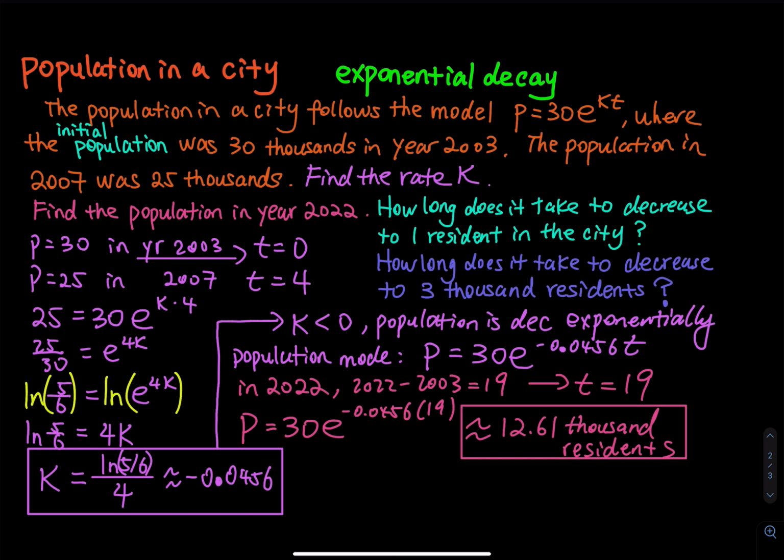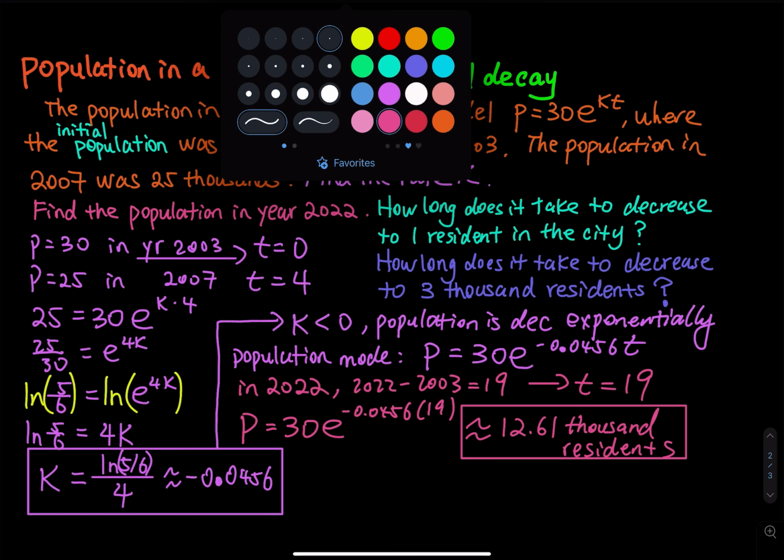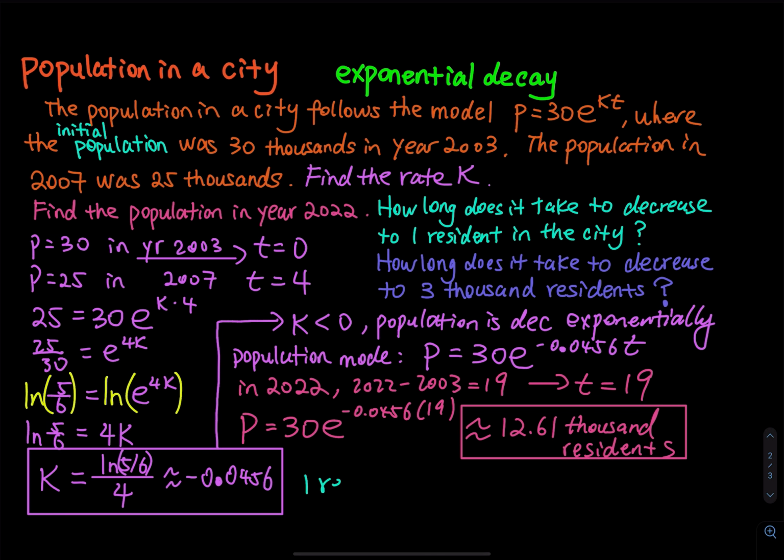Now, the problems are getting crazier. In the blue question, how long does it take to decrease to 1 resident in the city? It looks like everybody is leaving that place, right? How long does it take to decrease to 1 person? This one is tricky. Let's match the color first. I put everything in thousand. I use 30,000, I use 25,000. But how about 1? Should I just use 1?